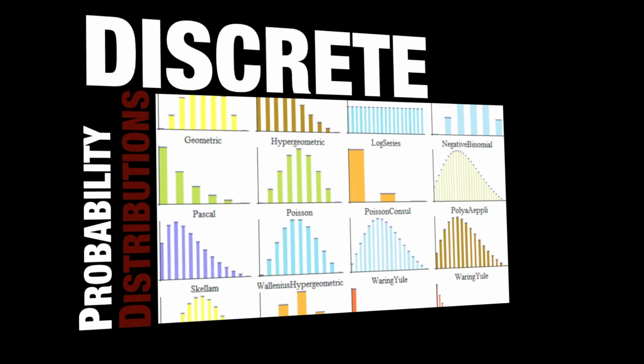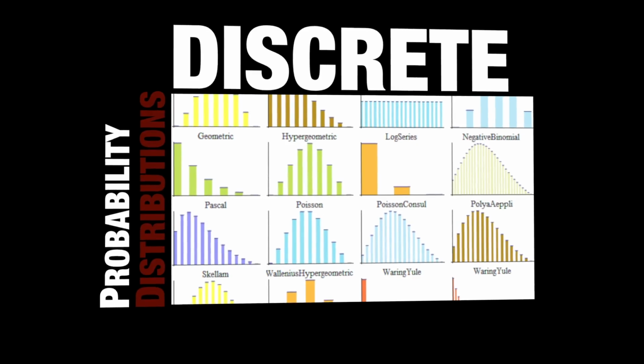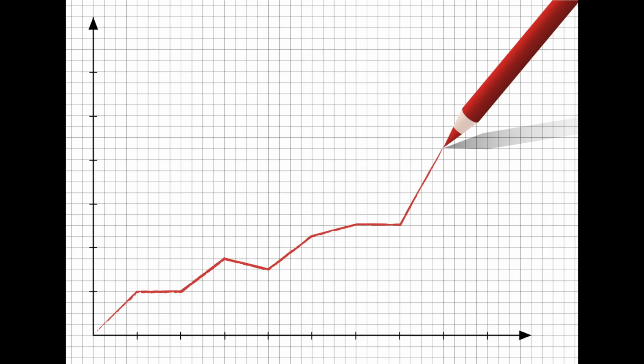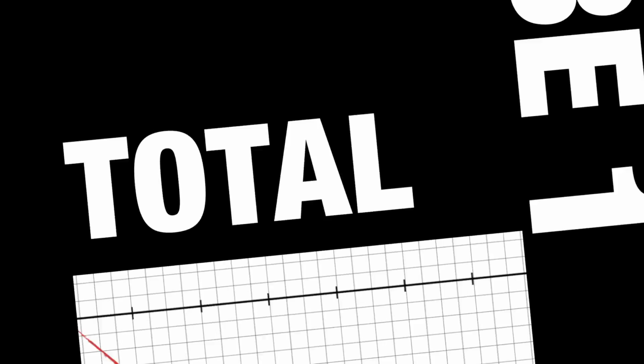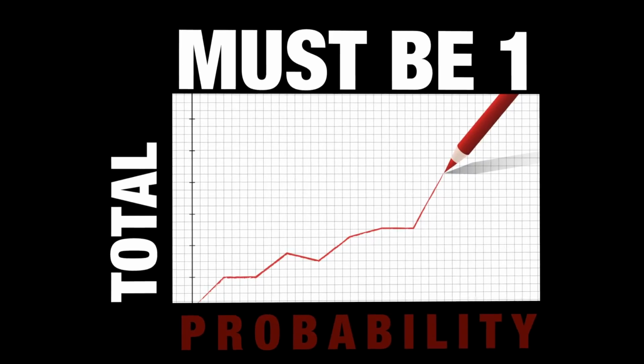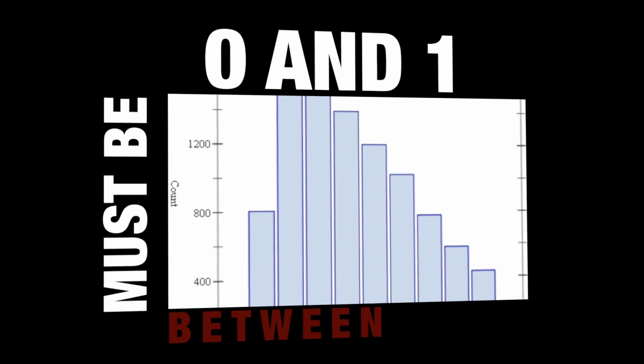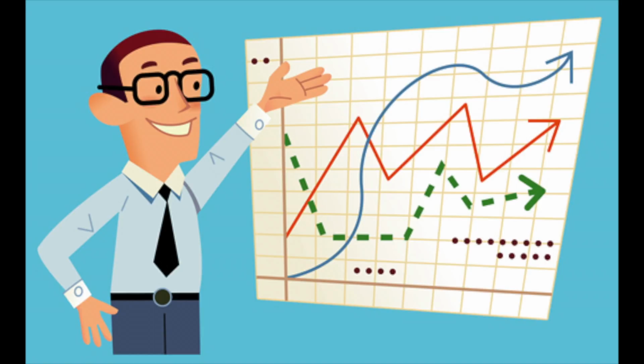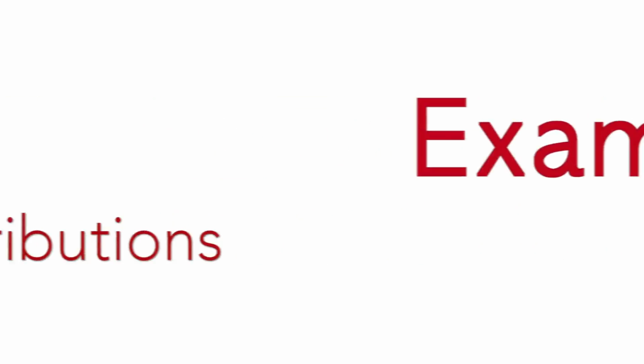For a discrete random variable, the probability distribution is any table, graph, or formula that gives each possible value and the probability of that value. The total of all probabilities across the distribution must be 1, and each individual probability must be between 0 and 1. Nowadays, different types of variables exist for a discrete distribution.